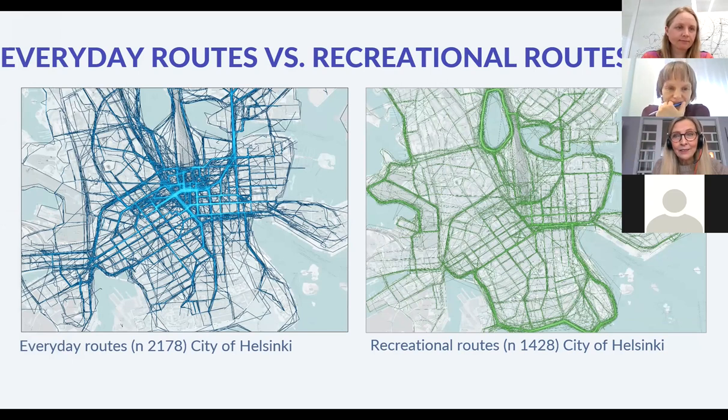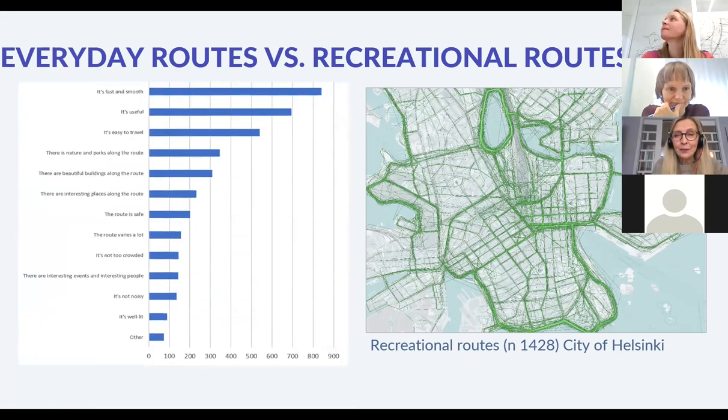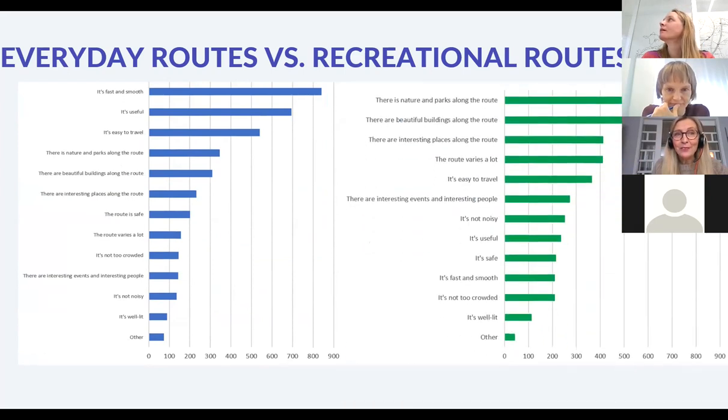So actually, as a whole, I would say that people are pretty good in marking routes, although it is clearly easier for them to mark just dots. And you can then also study more about the characteristics of everyday routes and recreational routes, and it is probably not surprising to see what is important. For example, fast and smooth mobility is the most important characteristic of everyday routes, while closeness to nature is important in recreational routes.